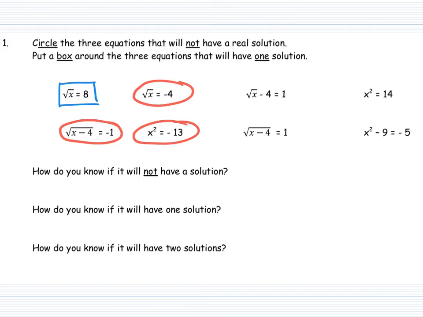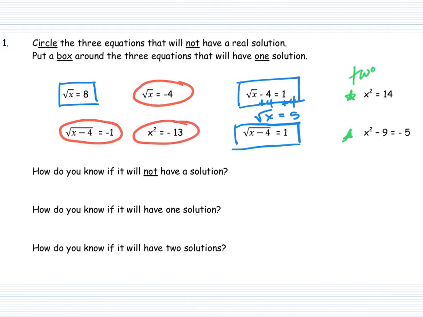On square root of x minus 4, we would add 4 to both sides. So this would be the square root of x equals 5. So positive number, that's going to be a single solution. Same thing with the square root of x minus 4 equals 1. Positive 1. That's going to have a single solution. What we have with these last two are going to be both 2 solutions, because when we square root to solve, we have both a positive and negative. So as confusing as that may be, do keep that in mind.